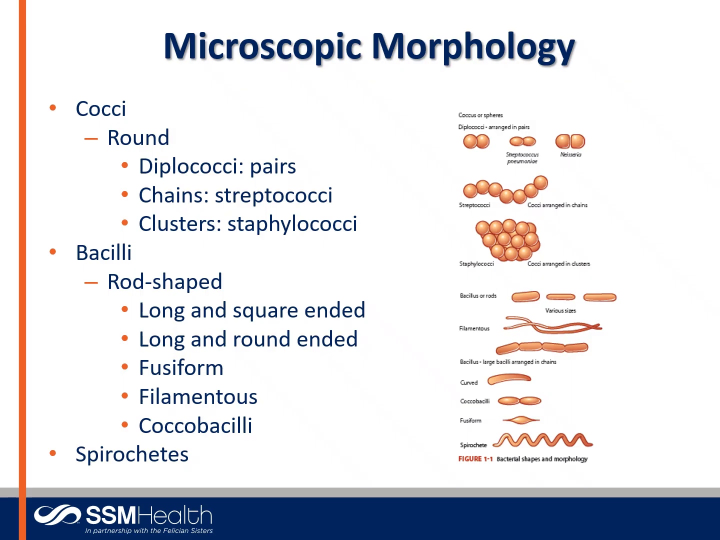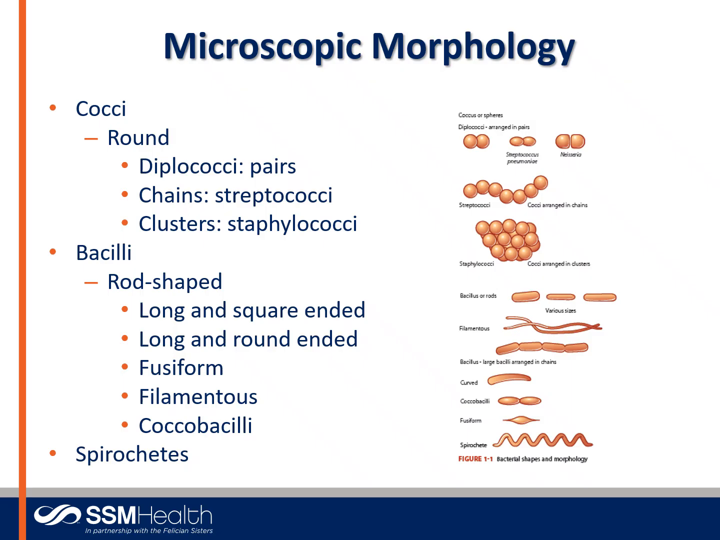The first thing we're going to do is talk about the morphology of the bacteria that we're going to be looking at in these Gram stains. We would first divide them by their shape: cocci, which would be round or spheroid; bacilli, which are going to be rod-shaped; and spirochetes, which are going to be in spirals, kind of twisted.